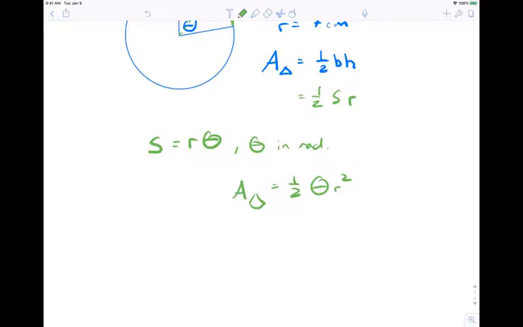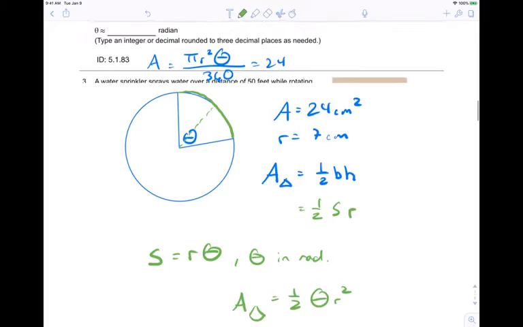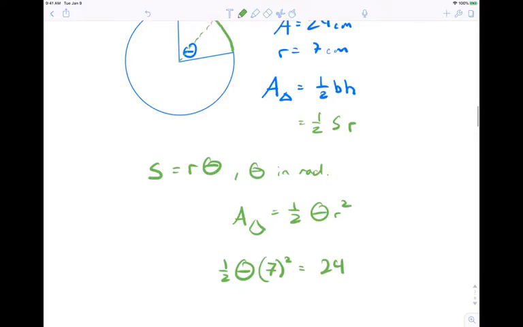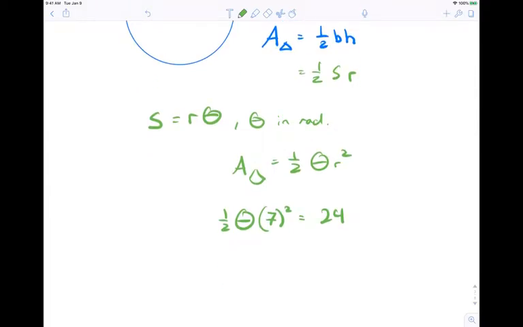So we're going to say 1/2 theta. We said the radius was what? 7? Yeah, 7. So we're going to say 7 squared, and we're going to set that equal to 24 centimeters squared. Is this okay so far? Okay. So then our theta is going to give it to us in radians, and yeah, we want radians. So then we just solve for theta.